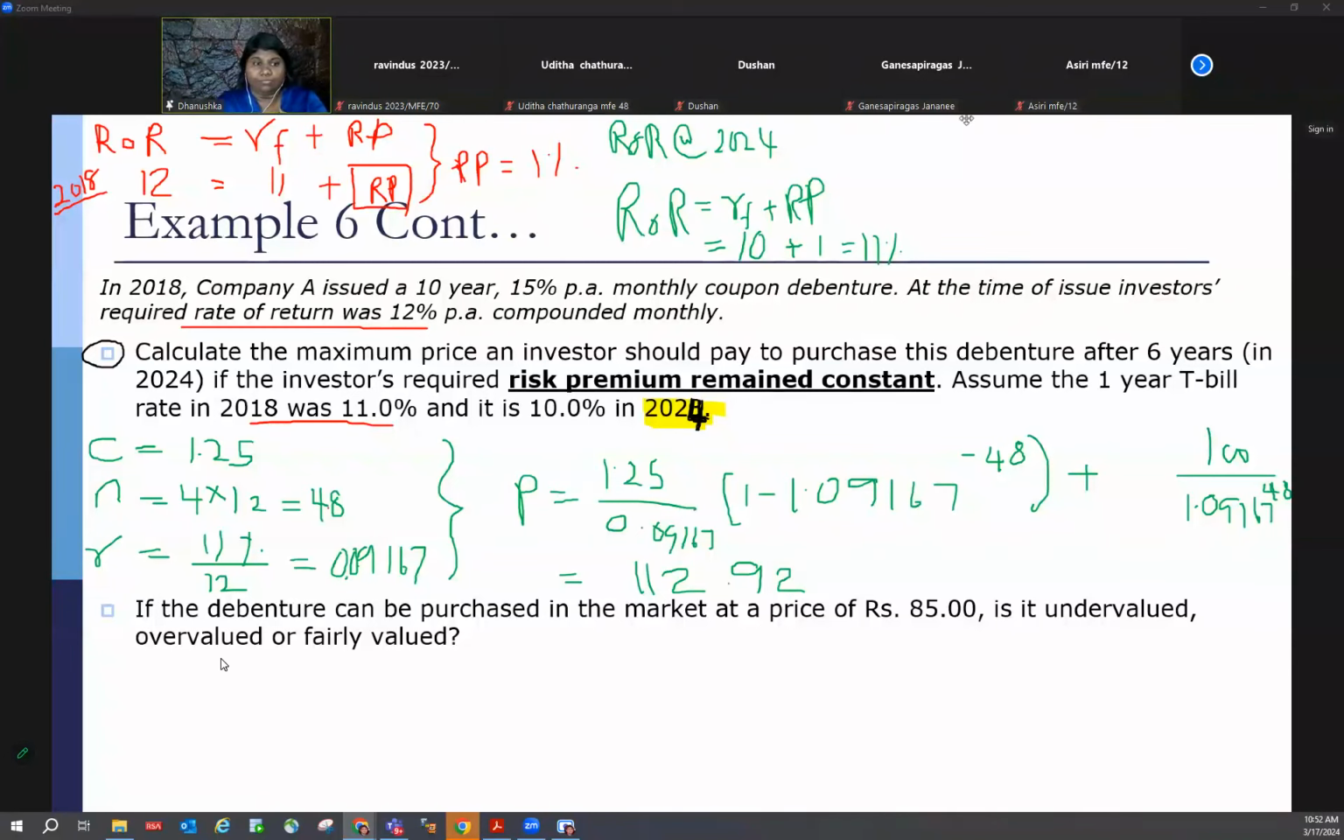So what is happening here? I had a premium bond, which at the start of the period was 117. In 2018, it was 117. In 2024, it should have been 109. But because interest rates came down, bond prices went up, and it's actually now worth 112. Any questions?